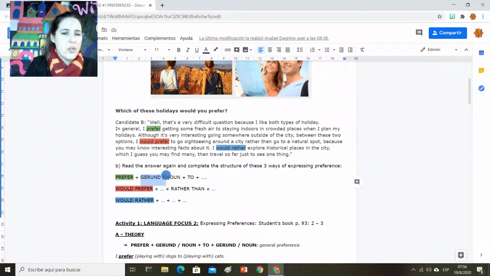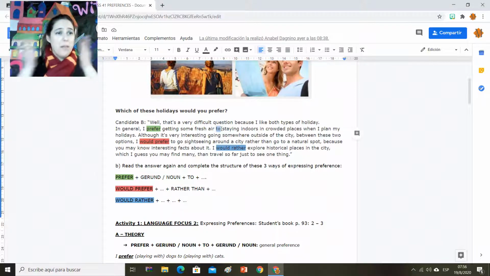Sabemos que el gerund es un sinónimo de noun. Yo puedo decir I prefer pizza. Then you have to, para expresar prefiero esto en vez de esto. Y después de ese to, ¿cómo va? Sí, the action. Then look for would prefer. Acá tengo would prefer. ¿Qué va después?